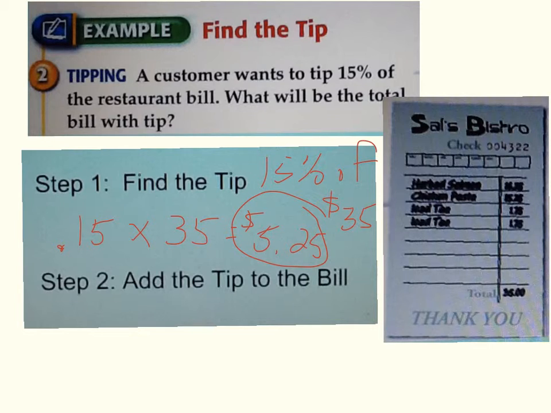When we want to find the total bill with their tip, we're going to take the total bill from our food and then add our tip amount to it. And we end up with $40.25.